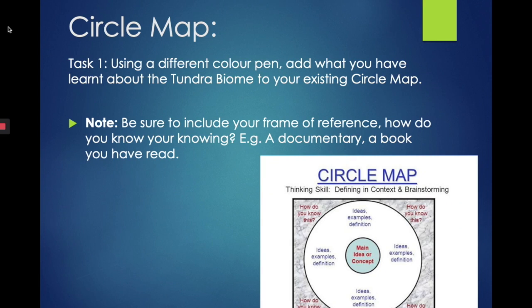Include all of these. If you can notice in the example that I've included, in the innermost circle is your main idea, which would be your tundra, and in the outer circle are all your examples, the things that define what the tundra is, and in the outermost square is your frame of reference.